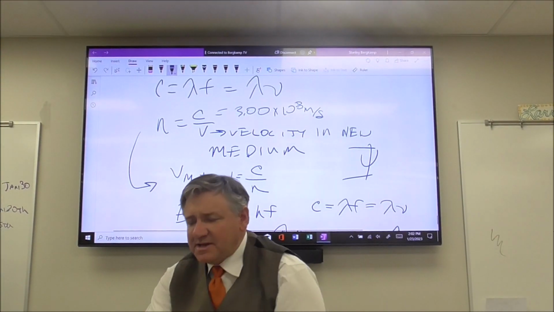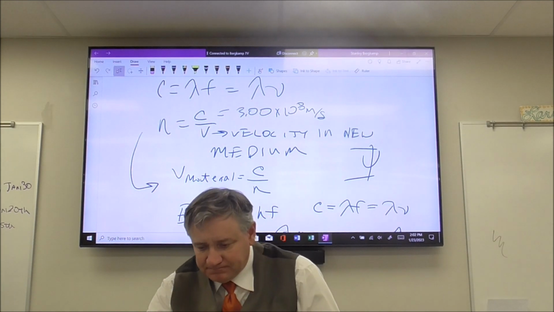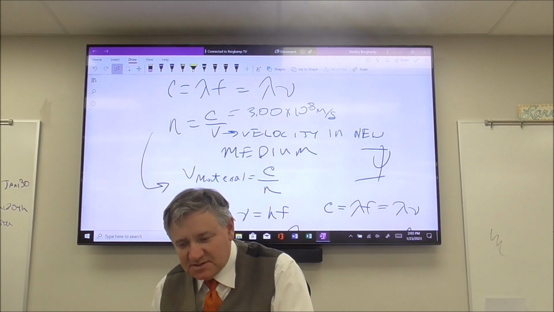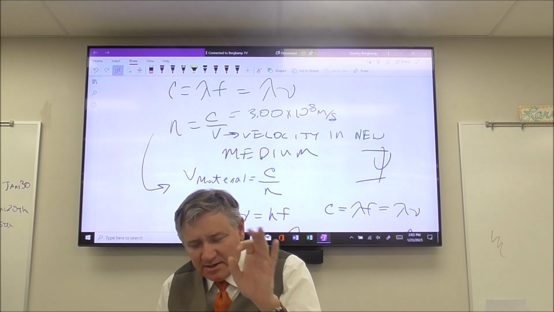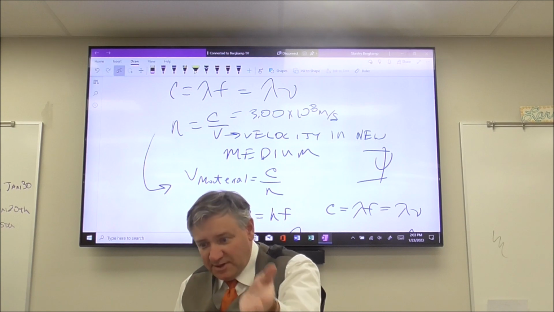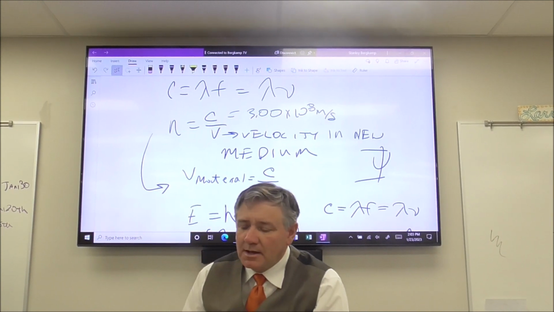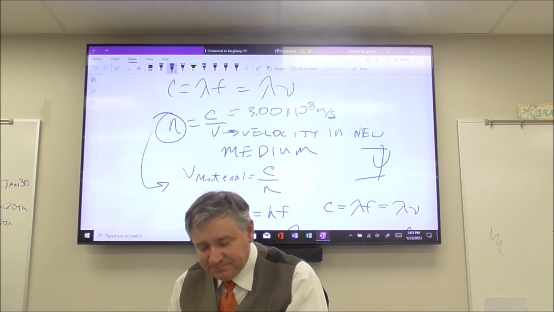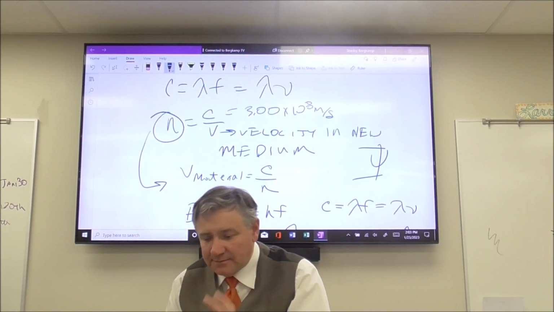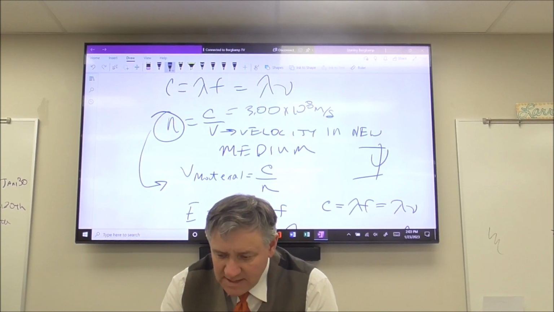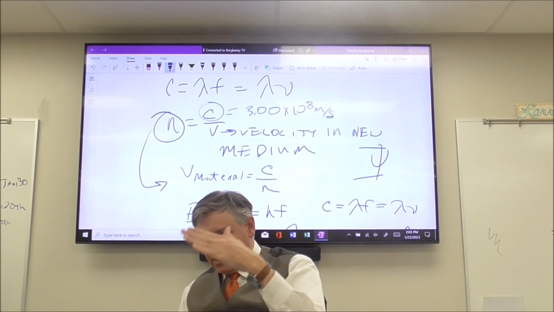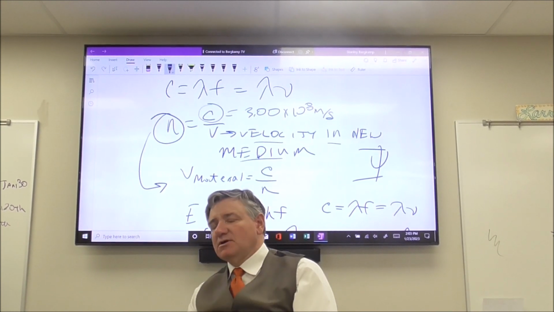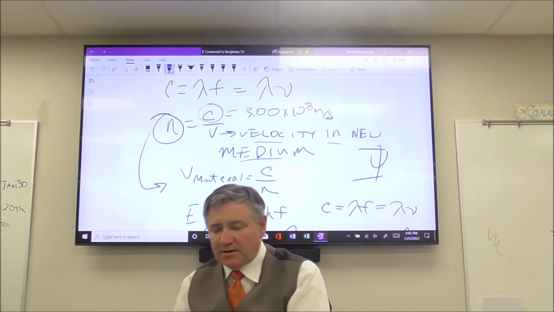So let me explain what I've got going here. Depending upon your preference, you can either have velocity equals wavelength times frequency, or v equals lambda nu. So this n, which is your index of refraction, there's a couple of different ways you can look at n. One is that it's going to be the speed of light measured in the vacuum divided by the velocity in the new medium. So your vacuum is your best case scenario.